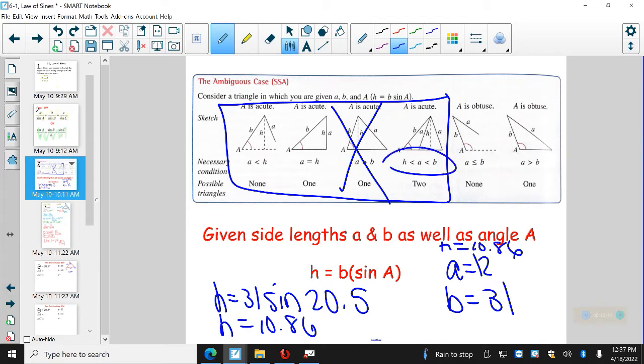So that tells you right here that we're going to have two solutions. Does that make sense? Okay? I showed you how that happens and how we're getting that. I found H, I compared a and b, and I said, hey, this means that I have to be in this scenario right here. I know that without a doubt I'm going to have two triangles. So your goal today is to find two triangles for this situation.